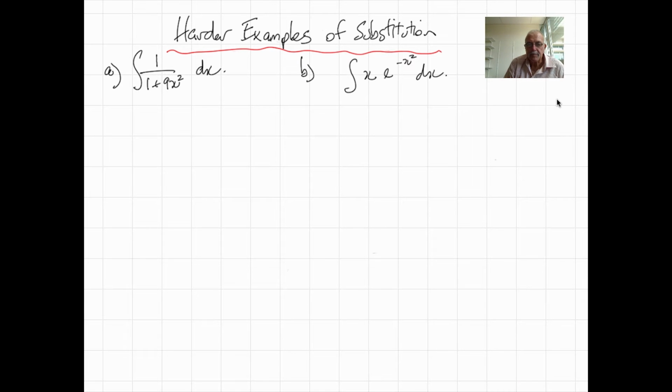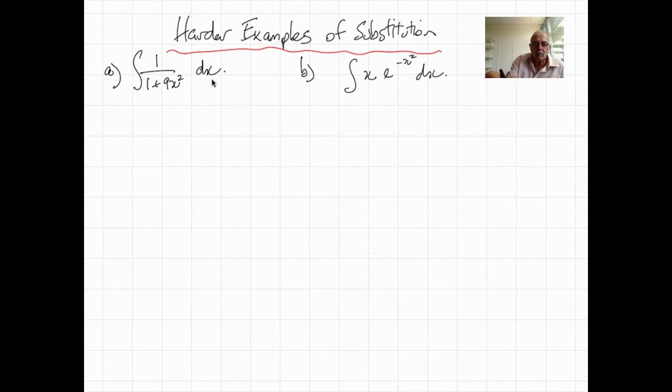Finish up now with integration by substitution by just looking at a couple of a little bit more demanding type examples. Let's have a look at this one. So we've got the integral of 1 over 1 plus 9x squared dx. And it's important to make the right substitution.